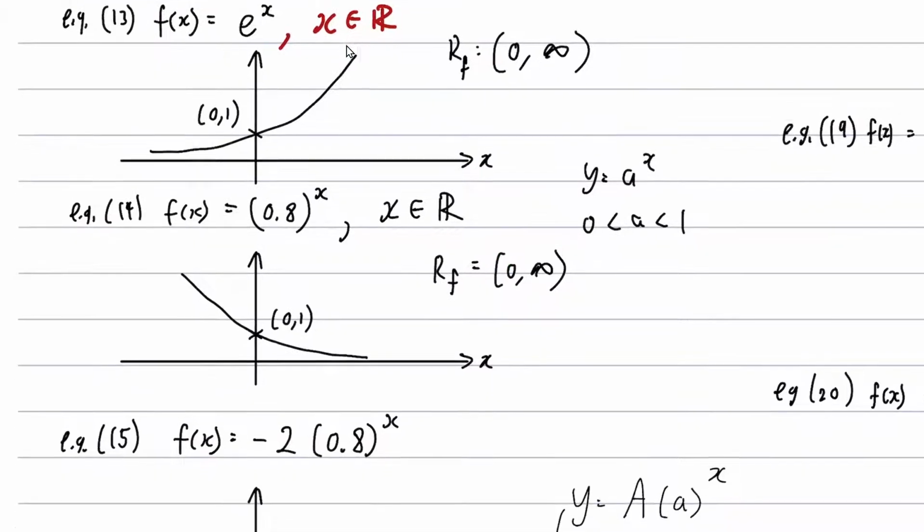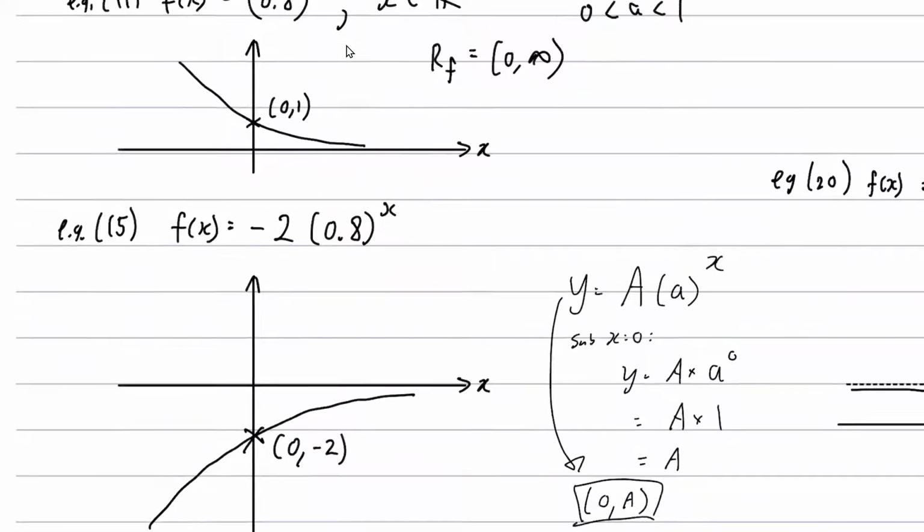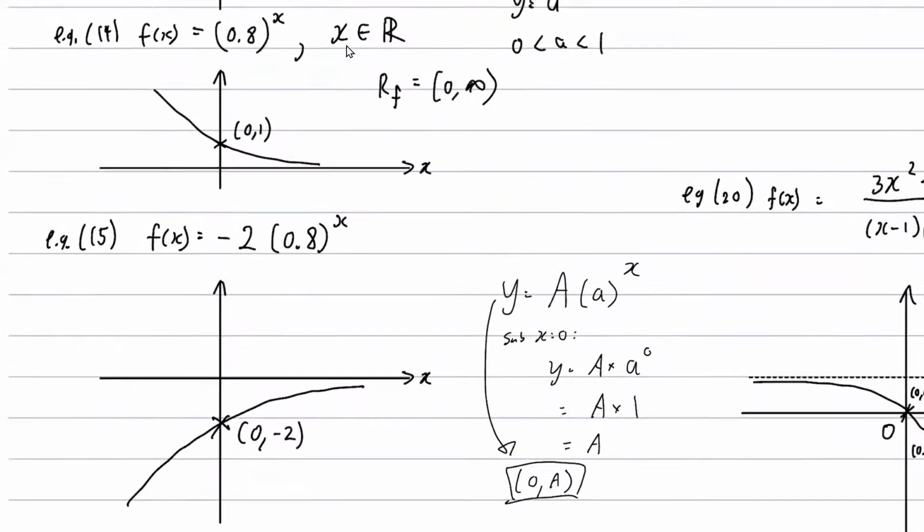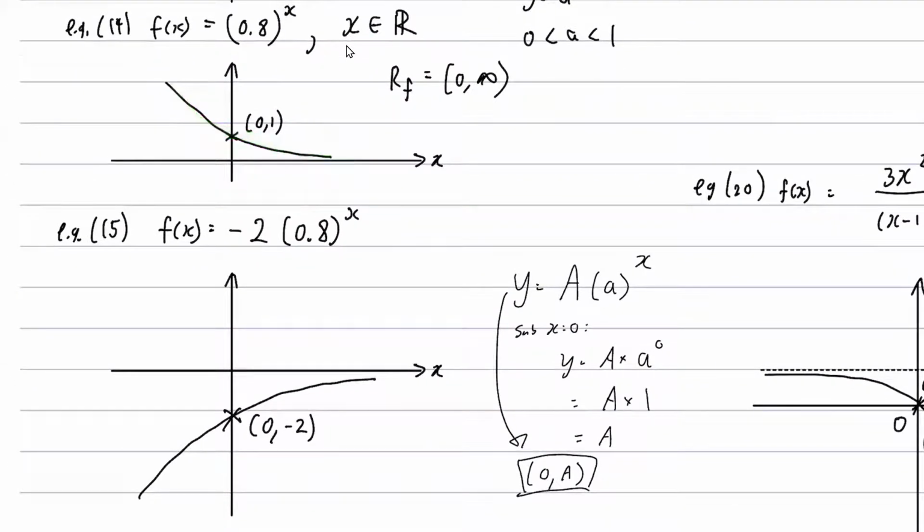Next one, let's say I now have negative 2 times 0.8 power x. So let's show the previous graph again. Graphical transformation tells you you need to multiply by negative 1 first, then multiply by 2. So let's do that. Multiply by negative 1 first, what happens? You reflect about the x-axis. Correct. So that means this graph, 0, negative 1. Like this.